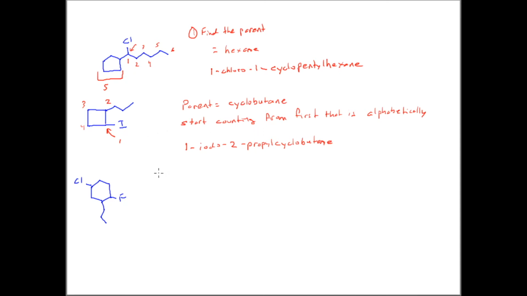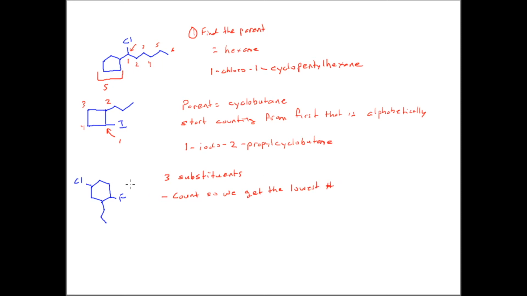Alright, let's look at the last one. Now we have 3 substituents. So what do we need to do? Well, remember, we're going to number in such a way that we get the lowest overall number, and we're going to list our substituents alphabetically. So the parent chain here is cyclohexane. We have 6 carbons. And so we basically need to count so that we get the lowest numbers for our substituents around the ring.